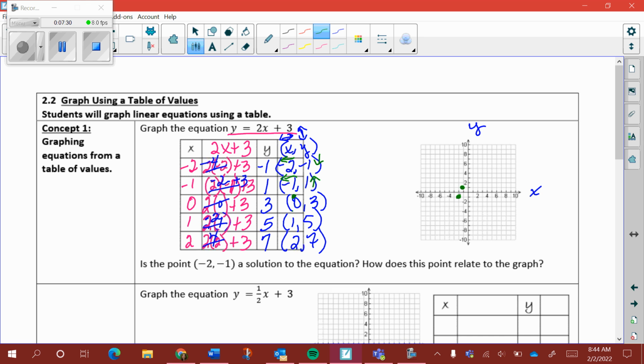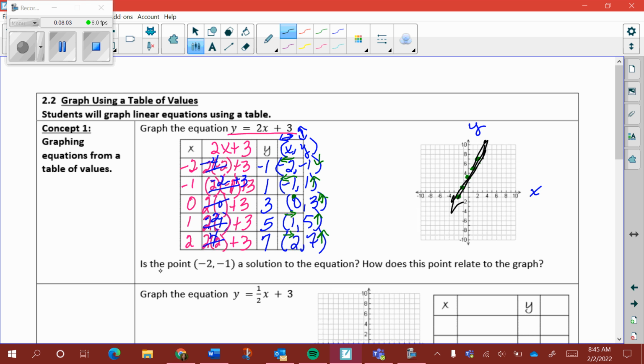0 means I stay the course, stay on the y-axis, and then I'm going to go up 1, 2, 3. For 1, 5, I'm going to go right 1, up 5. 3, 4, 5. And this is right 2, up 7. So over 2, up 5, 6, 7. And I can make a pretty line. Or kind of a pretty line.